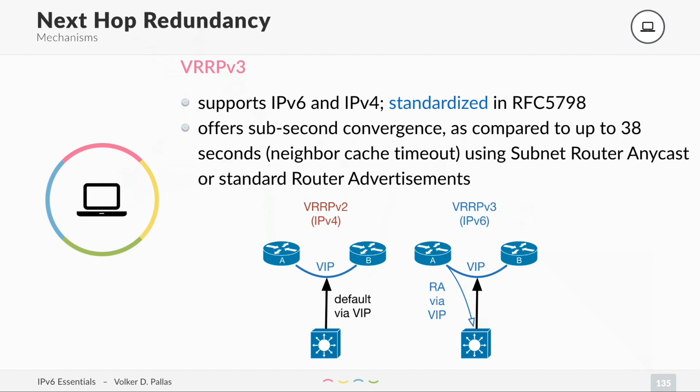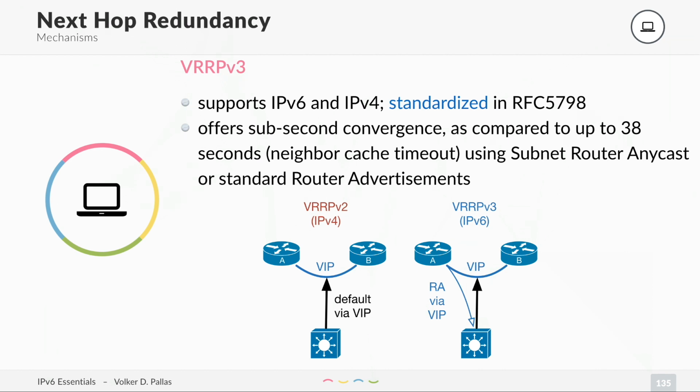Subnet Router Anycast and also the standard router advertisements use the neighbor cache timeout, which can be up to 38 seconds. So if your router goes missing, it can take 38 seconds until your host realizes and chooses another router. So in VRRP, you can have sub-second convergence. Your router is gone and now your new router is already working.